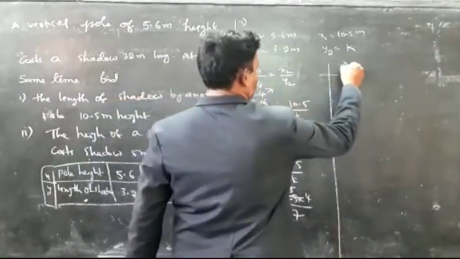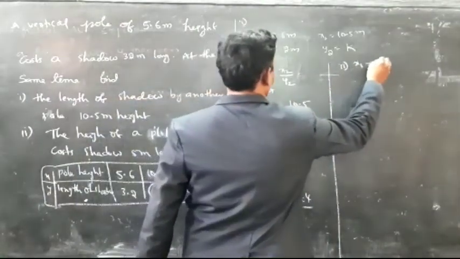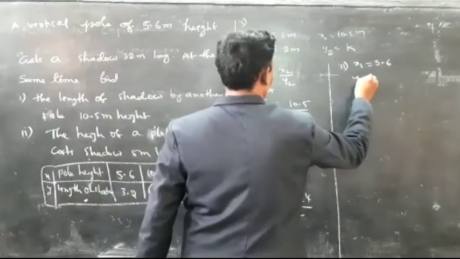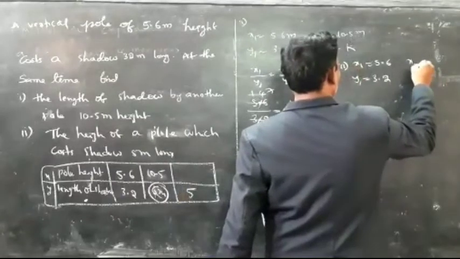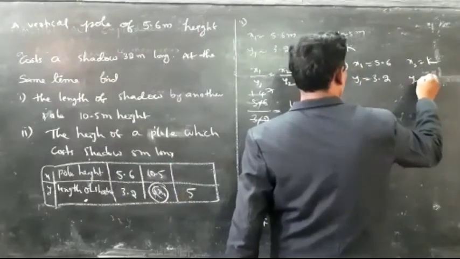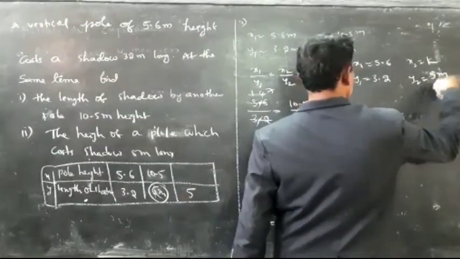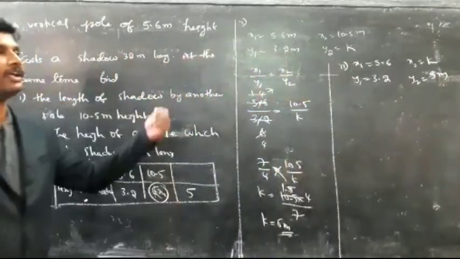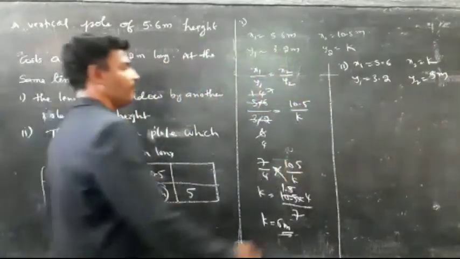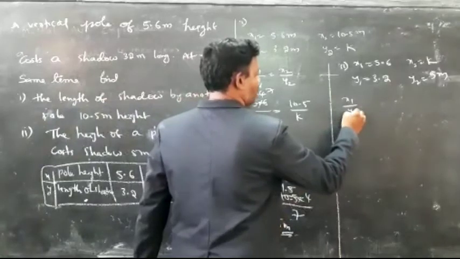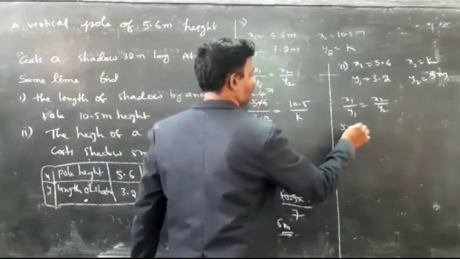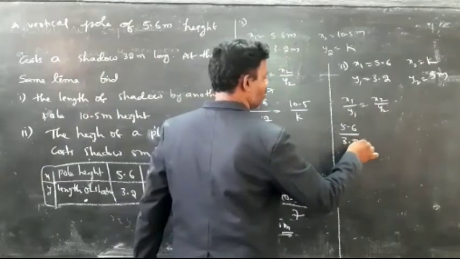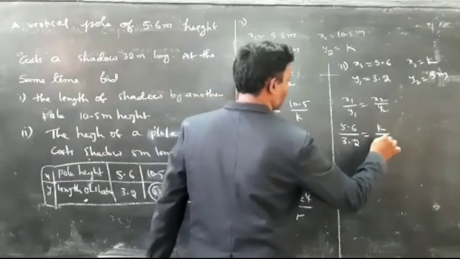Next question. What about the x1? x1 is equal to 5.6 and y1 is equal to 3.2. Here x2 is not there, so let it be k. And y2 is equal to 5 meters. In this condition, you have to find the height of the pole. x1 by y1 is equal to x2 by y2. Then 5.6 by 3.2 is equal to k by 5.